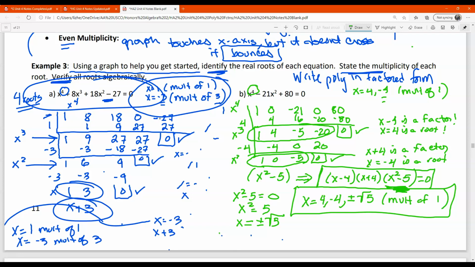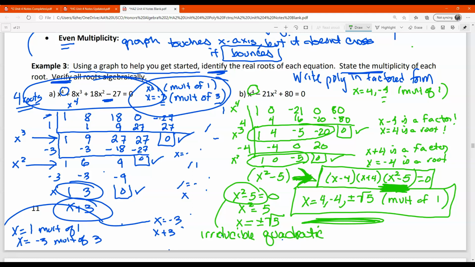All right, so be careful with what you're being asked for. In this problem, you are asked for the roots, but sometimes you'll be asked for the factored form, okay? Notice when I do the factored form, I do that quadratic. This quadratic right here, x squared minus 5, this is called an irreducible quadratic. It doesn't factor. So when I write it, I write the irreducible quadratic of it. Even though that quadratic can give me two solutions, that quadratic does not factor. So that's called an irreducible quadratic.